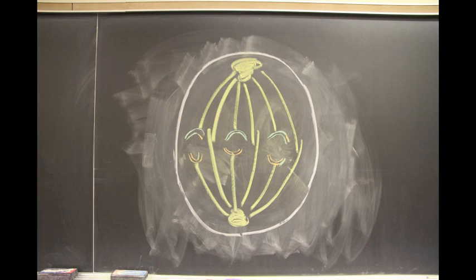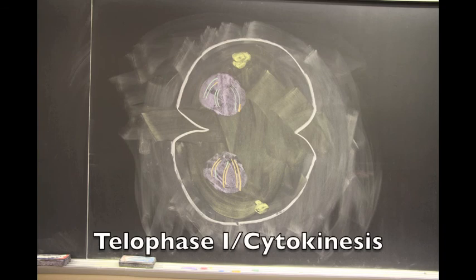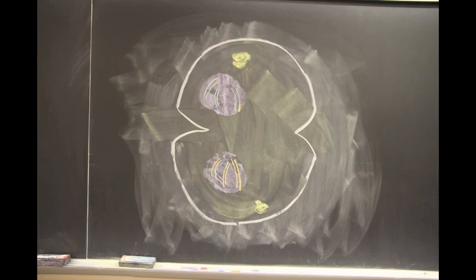At the beginning of telophase 1, each half of the cell has a complete haploid set of duplicated chromosomes. Each chromosome is composed of two sister chromatids. Cytokinesis occurs simultaneously with telophase 1. In an animal cell, a cleavage furrow forms. In a plant cell, a cell plate forms.